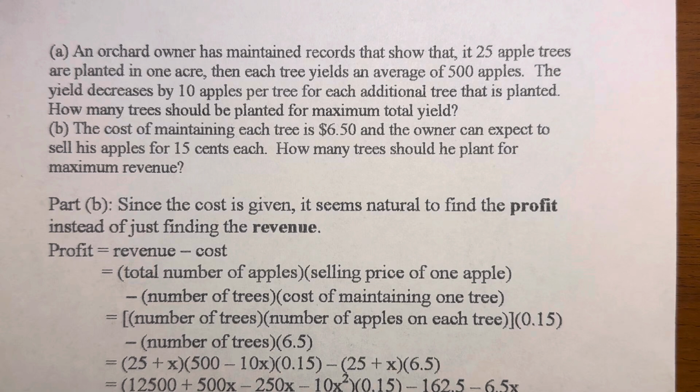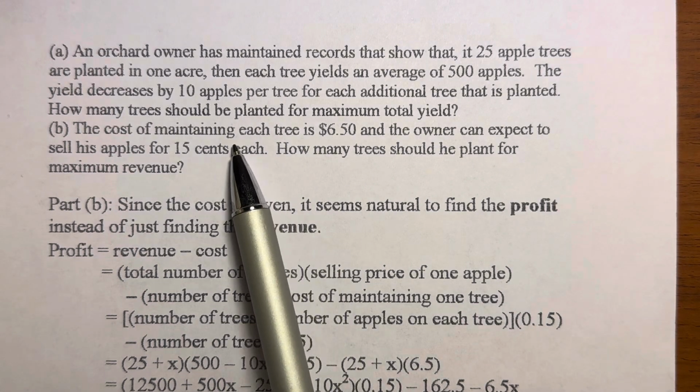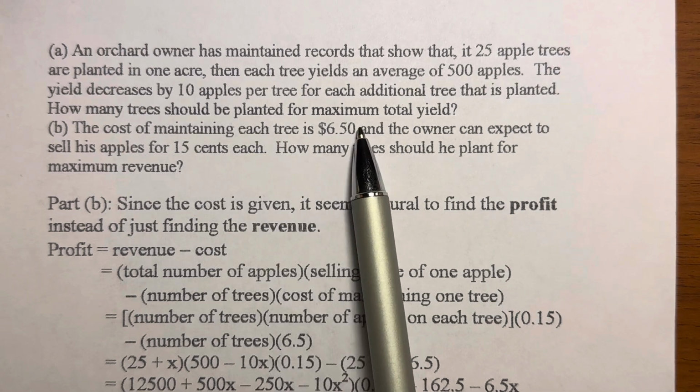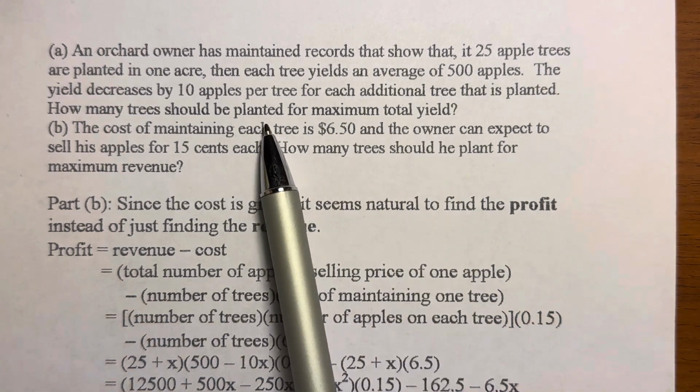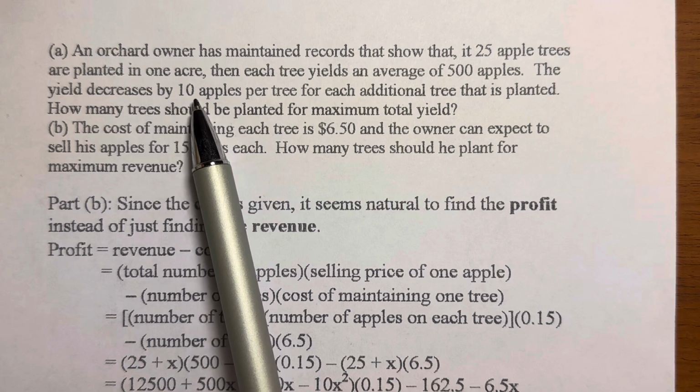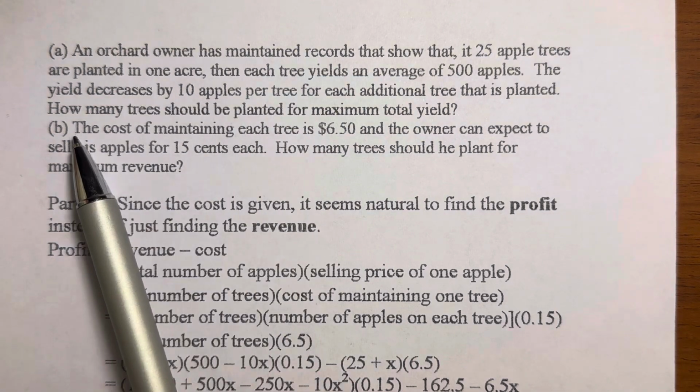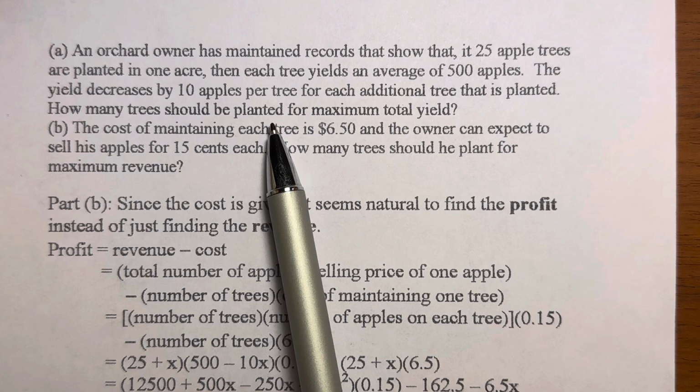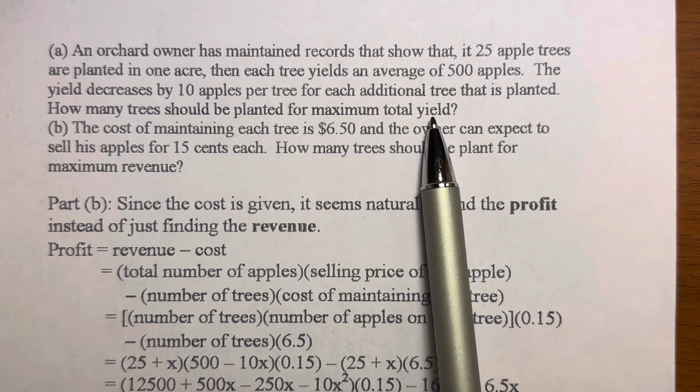You see, the more trees you plant in a fixed area, because you have more trees on a fixed area, each tree receives less nutrients. So the yield will decrease. So for each additional tree, the yield decreases by 10 apples per tree. How many trees should be planted for maximum total yield? This is part A.